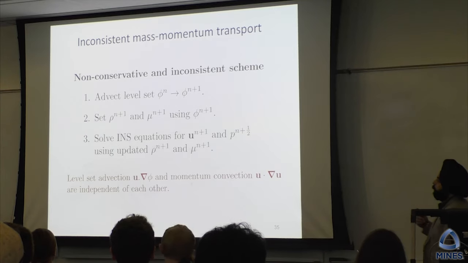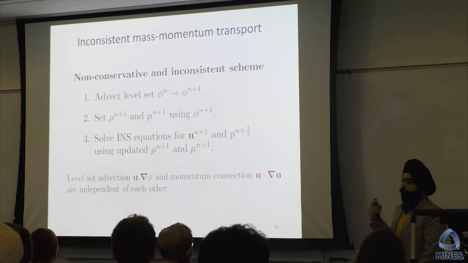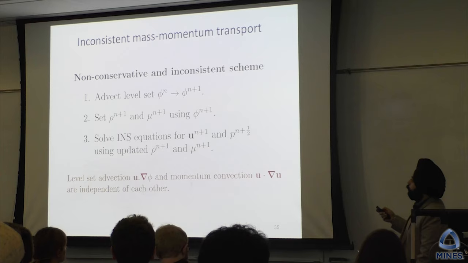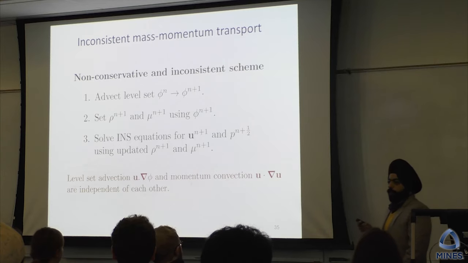This is a time-stepping scheme that has been used over and over again in the literature. So moving from time step n to time step n plus 1, you first advect the level set from n to n plus 1. Then use this new level set information to set your density and viscosity all over the domain.